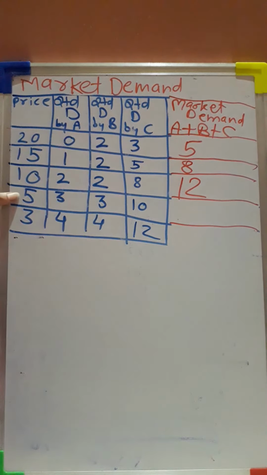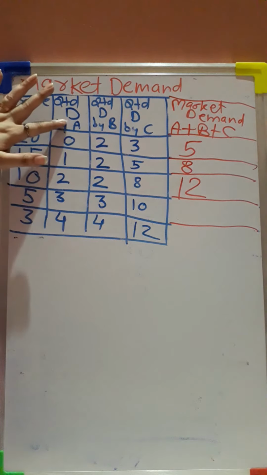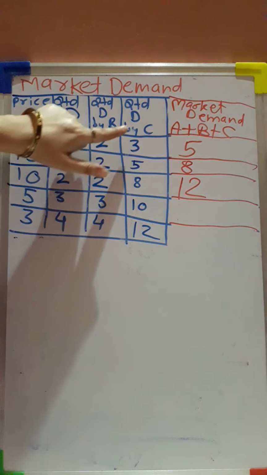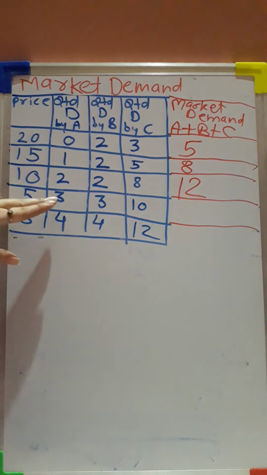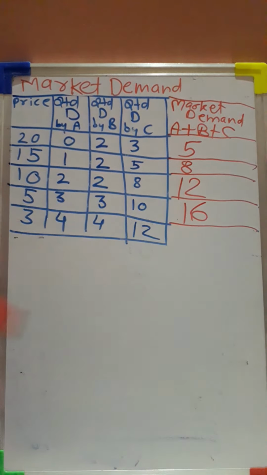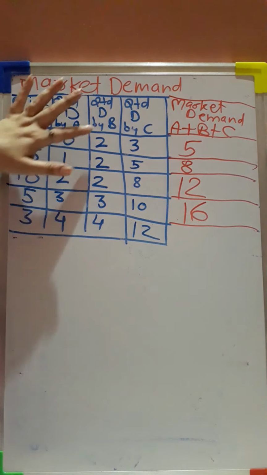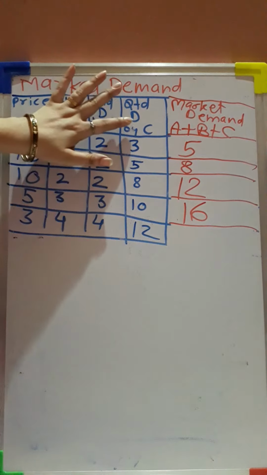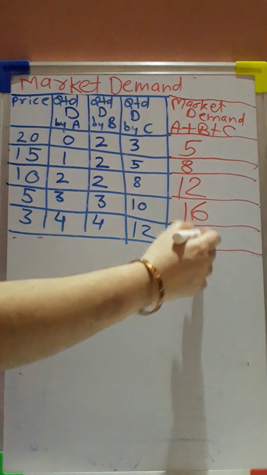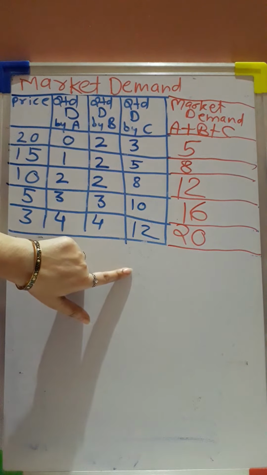Then at rupees 5, individual A demands 3, buyer B demands 3, C demands 10. So our market demand is 3 plus 3 plus 10, that is 16. Then at rupees 3, individual buyer A demands 4, buyer B demands 4 and C demands 12. So our market demand is 20. In this way we can calculate market demand sums if they ask in FY classes.